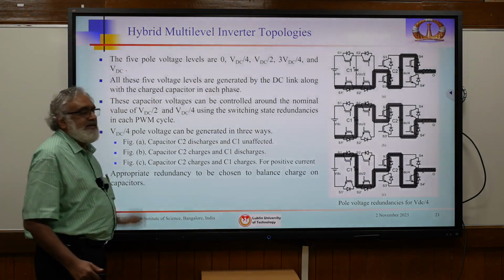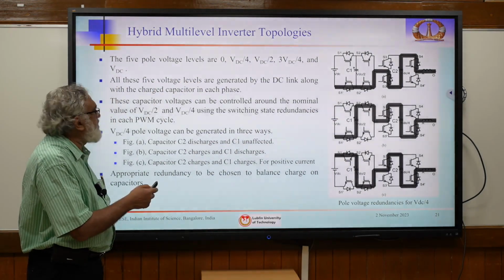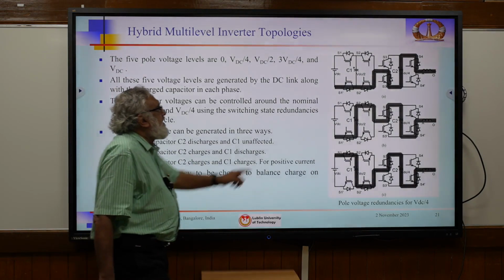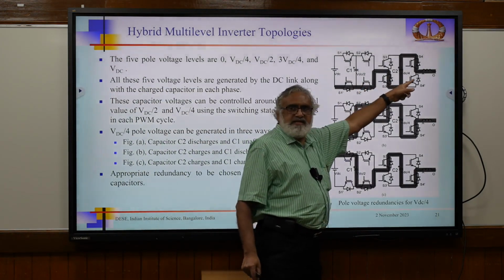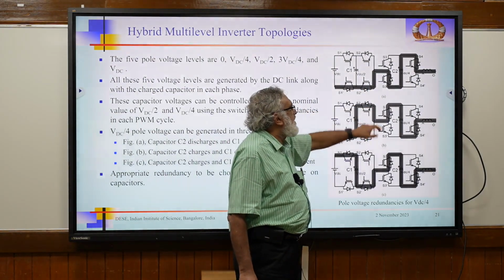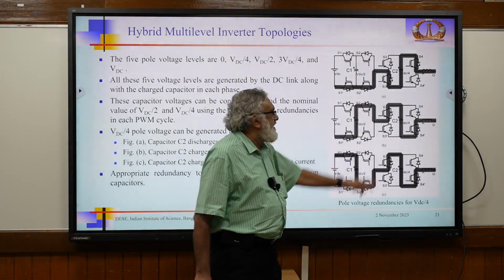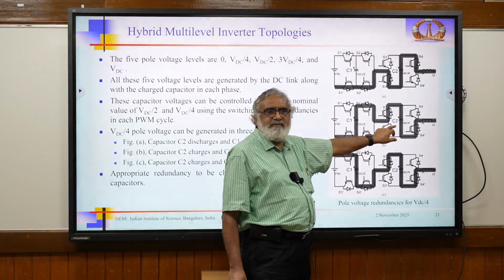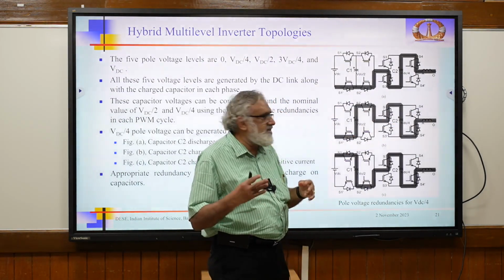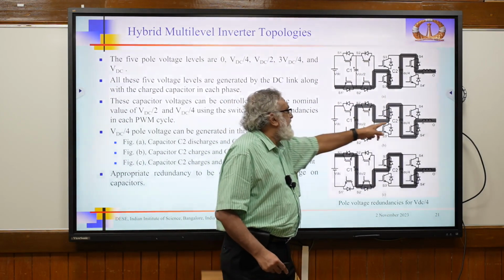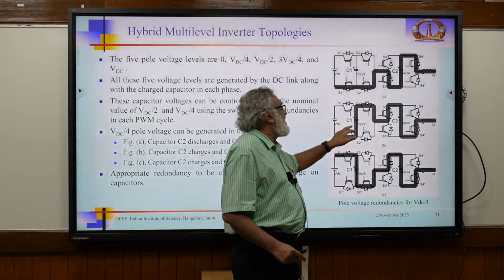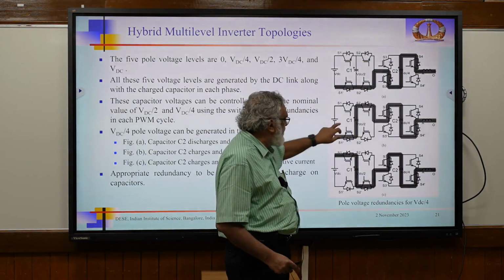Yes, VDC is here. So here, let us take a case of VDC by 4 pole voltage. This will give VDC by 4. Suppose the current direction is in this direction, VDC by 4. And we swap between this one and this one. If the current direction is opposite, then we can have this VDC by 4, we can balance it. This is called the switching state redundancy for the same pole voltage. And this VDC by 4 can also be controlled through this one. But this will discharge. This can be controlled by swapping between these two.